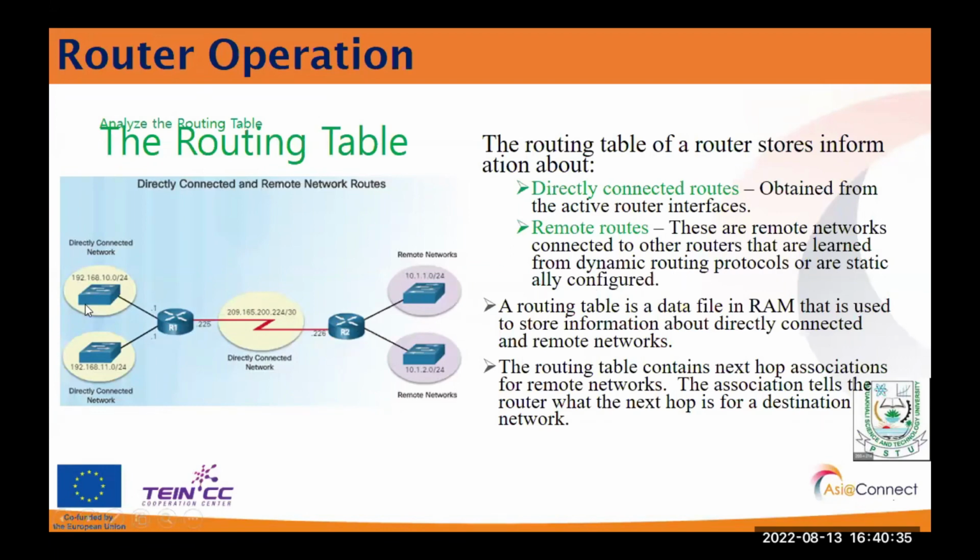But if you want to connect from this directly connected interface to the remote 10.1.2.0 network, then you need to configure a static route, a static routing table, on the R1 router. Because R1 doesn't know about the 10.1.1.0 network and the 10.1.2.0 network, in that case you need to configure a routing table in the R1 router. Similarly, on the R2 router, you need to configure this LAN as static or another kind of routing.